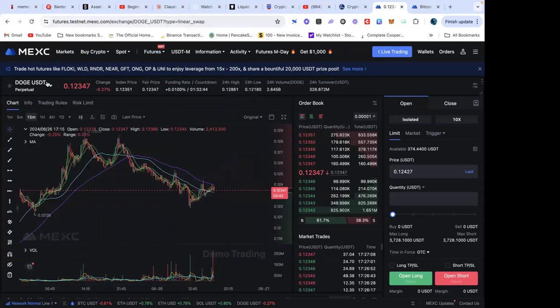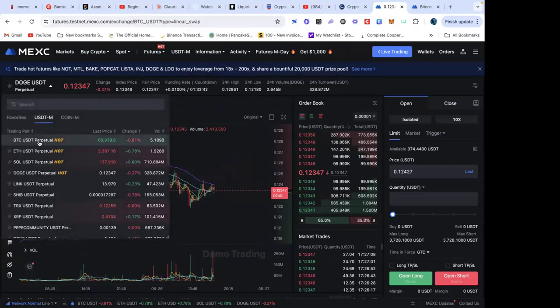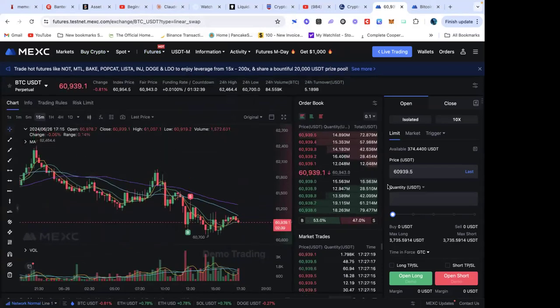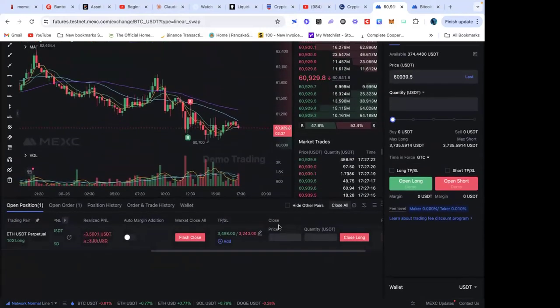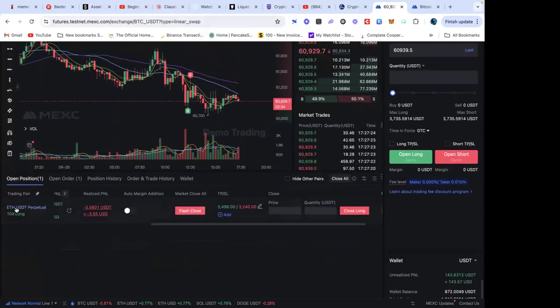Let's go to BTC. Show me what your last trade idea was, and we'll analyze it. I'm in one right now. I'm in a 10x long on ETH, but I want to trade Bitcoin, not ETH, but I'll just tell you what I have going.